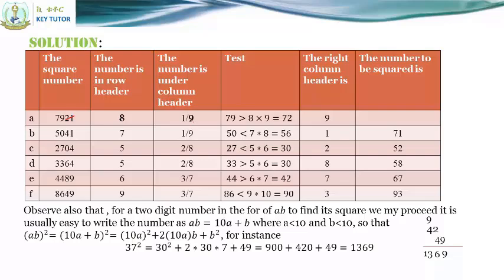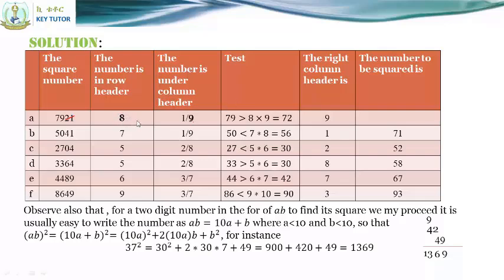7,921, you find it in the 8th row, because when deleting 21, you get 79, and 79 is a number between the two squares. That means 8 squared is 64 and 9 squared is 81, so it exists between 64 and 81, so it is in the row of 8. It exists in the row of 8.